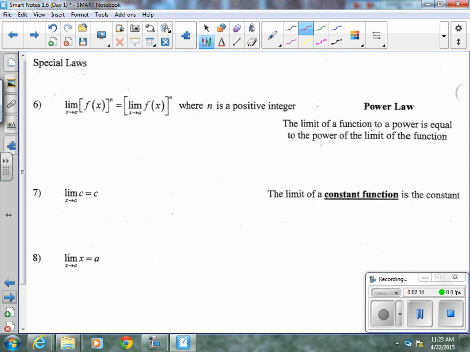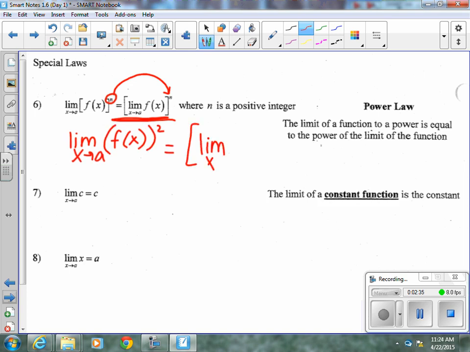If we have a power, that power can be moved so that it contributes to the entire limit, not just what's in it. For example, the limit as x approaches a of f of x squared could be the same as the limit as x approaches a of f of x all squared, which means it would be 4 squared, or 16.